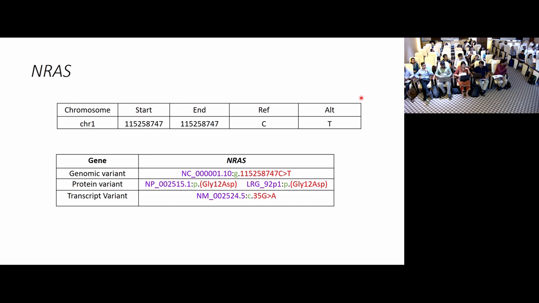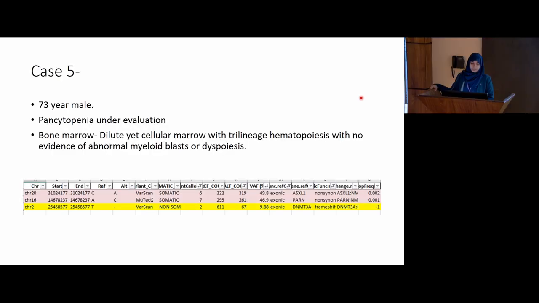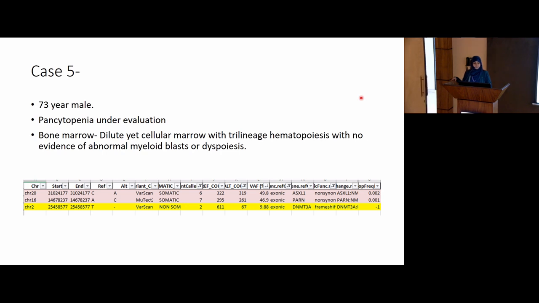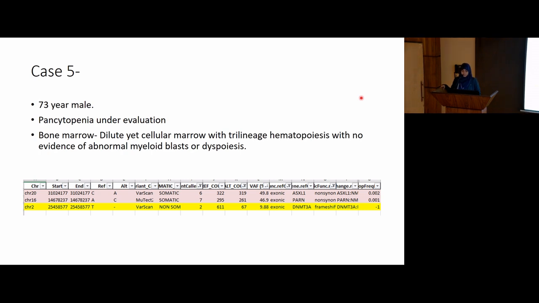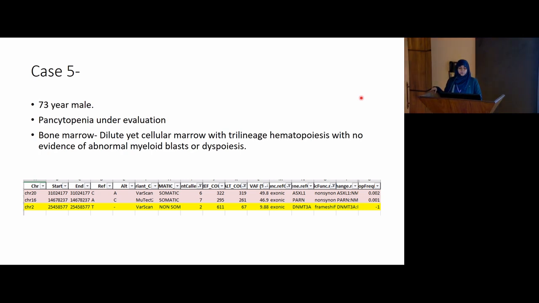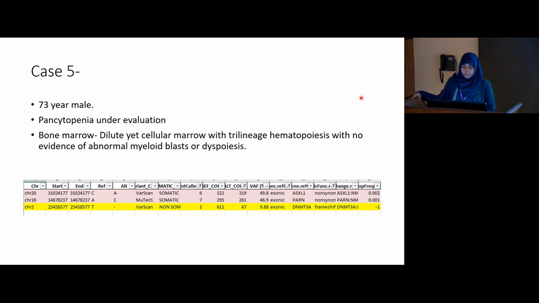So moving on, there's this case, a 73-year-old male with pancytopenia under evaluation. Bone marrow showed dilute yet cellular bone marrow with trilineage hematopoiesis and no evidence of abnormal myeloid blasts or dyspoiesis. On NGS, we got a DNMT3A mutation at a VAF of 9.88%.